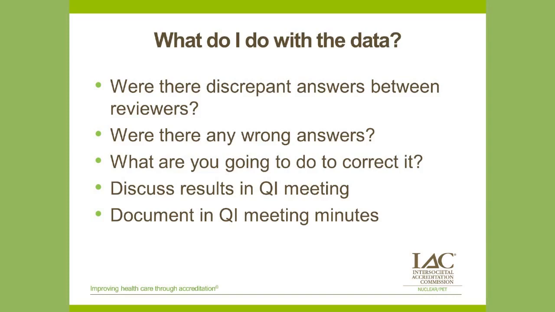If there were discrepant answers between reviewers, then that's going to create an educational point for you to talk about in your meetings, because why isn't everyone agreeing on whether it's the technical quality or the interpretive quality? It just provides education and conversation and communication. Were there any wrong answers? If there were wrong answers, what that means is that you may not be meeting the standards. So you're going to want to go back and take a look at the standard that's affiliated with the question where it was wrong and just review what those requirements are.